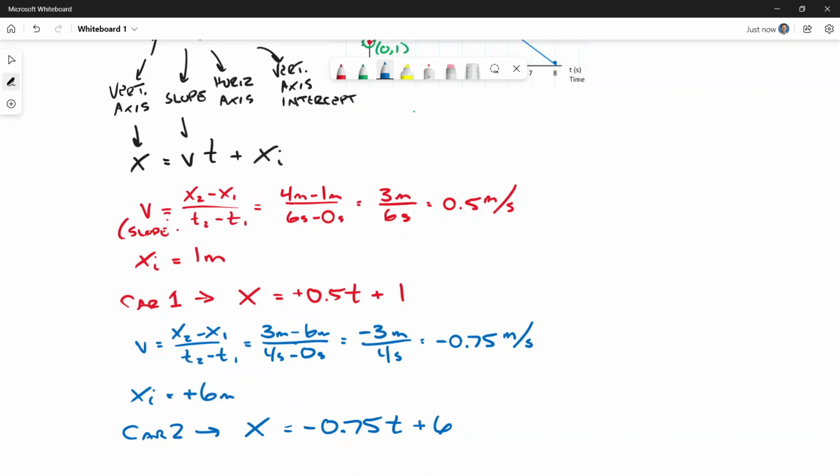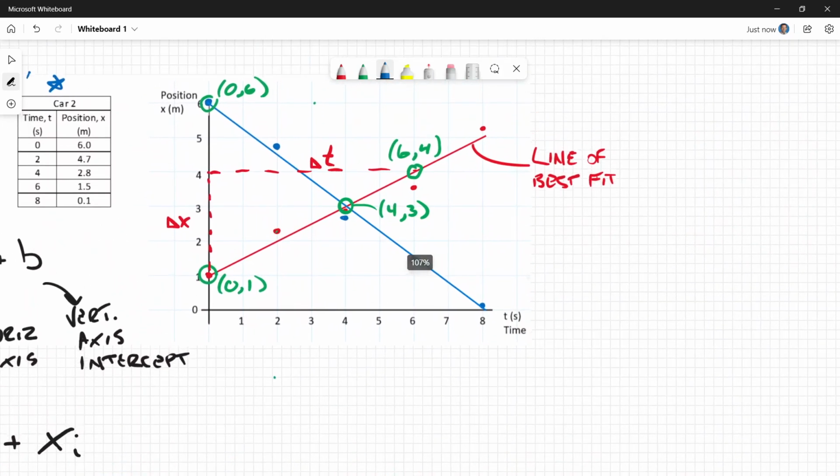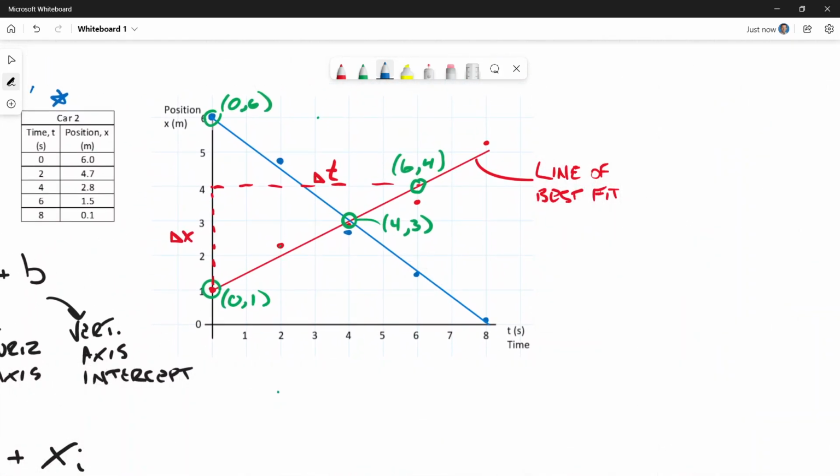So in 1 second, it would travel a half a meter. In 1 second, car 2 would travel 3/4 of a meter. So if I'm in a race head to head, I want to be car 2. Car 2 would win that race because it has a greater speed. And we would see that the blue line is a steeper slope than the red line. Hard to see on the graph. When we calculate it, it's clear that that's the case.